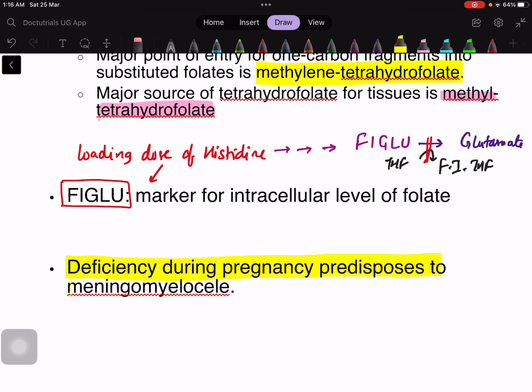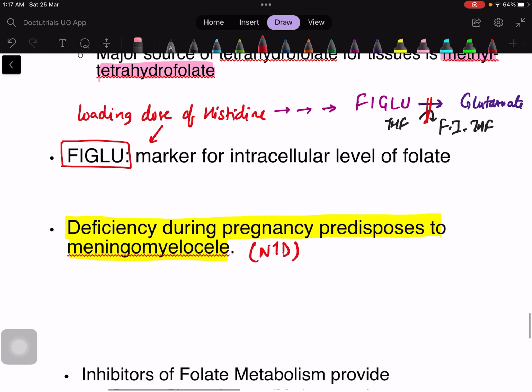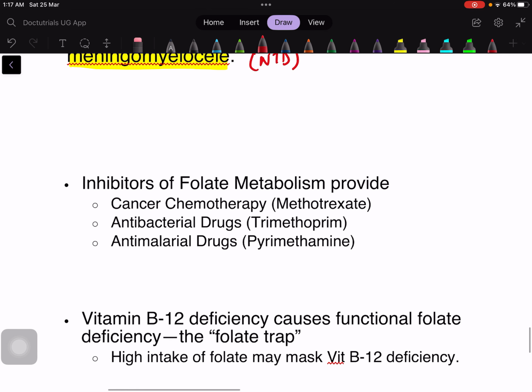Another important point we have to remember, that the deficiency during pregnancy in the first trimester or before conception will predispose to the neural tube defect. The common term that we use here is the neural tube defect. Okay, that is why supplementation with the folate before conception and in the first trimester is insisted upon. It is seen that it drastically decreases the incidence of the neural tube defect during the delivery.